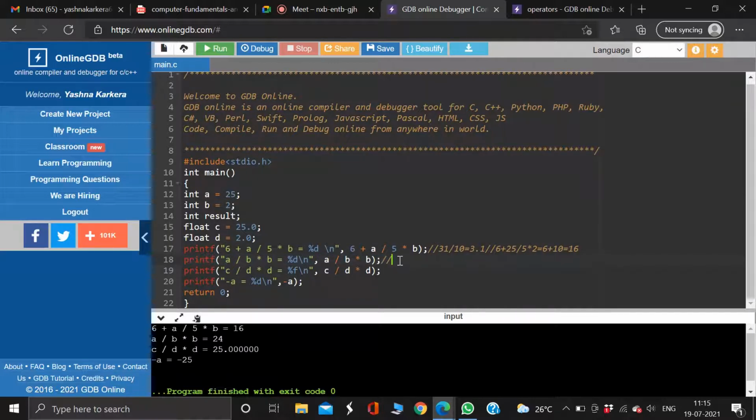It was according to BODMAS: first divide A by B and then multiply by B. Very good, right? Because of BODMAS, division happened first, so the division was 25 by 2, which is 12.5. But 12 it will be, because it is percentage D. Now I'm then multiplying it by 2, which is equal to 24.